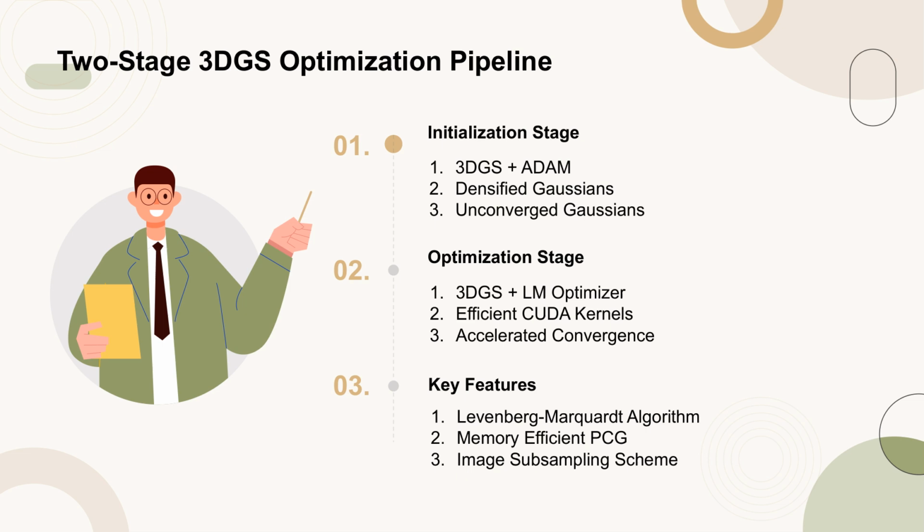The two-stage 3DGS optimization pipeline begins with an initialization stage where Gaussians are densified using the 3DGS model combined with the Adam optimizer. These Gaussians remain unconverged at this point. The second stage involves the optimization process, where the LM optimizer, implemented in efficient CUDA kernels, is used to accelerate convergence. Key features of this stage include the use of the Levenberg-Marquardt algorithm, a memory-efficient preconditioned conjugate gradient (PCG) implementation, and an image subsampling scheme to manage GPU memory usage.